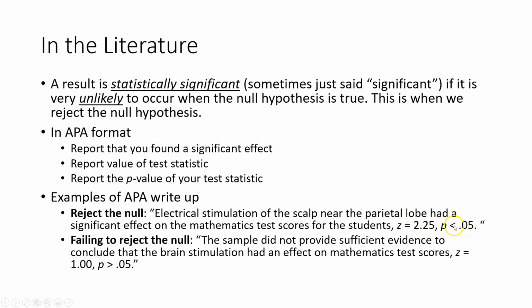This p-value is either less than or greater than your alpha, whatever you set your alpha at. So if you chose your alpha at 0.05, like we did in this example, then that's what you put here. If you set it at 0.01, then you put that, or 0.001, whatever your alpha is.